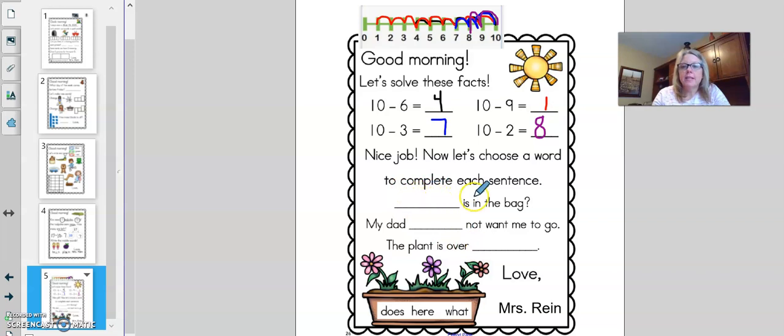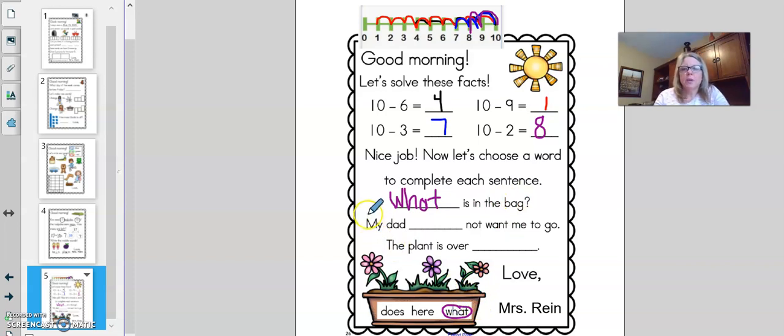Blank is in the bag. Does is in the bag. Here is in the bag. What is in the bag? Did you guess what? Then you guessed correctly. And since I'm starting my sentence, I have to change that W to a capital letter. What is in the bag? I'm going to circle what because we used it.